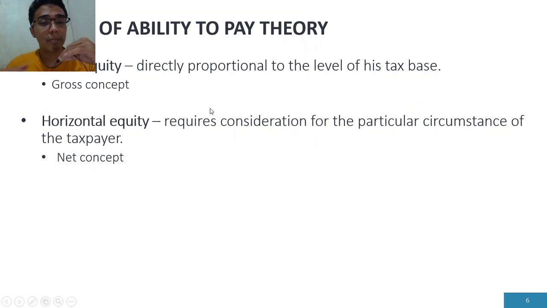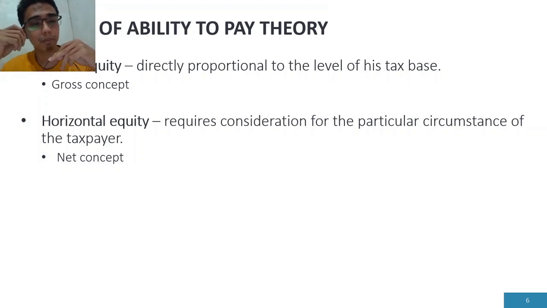So aspects of ability to pay theory. We have the vertical equity and the horizontal equity. Vertical equity is directly proportional to the level of his tax base. So this is the gross concept. While the horizontal equity naman requires a consideration for the particular circumstance of the taxpayer. So this is the net concept.